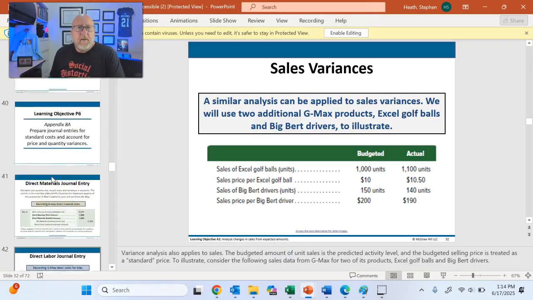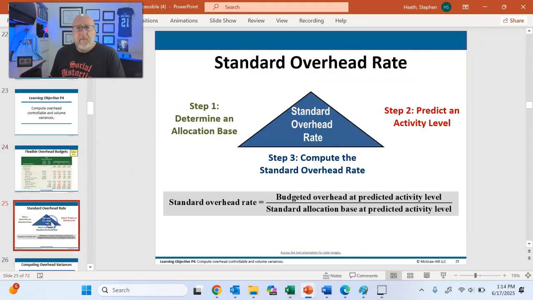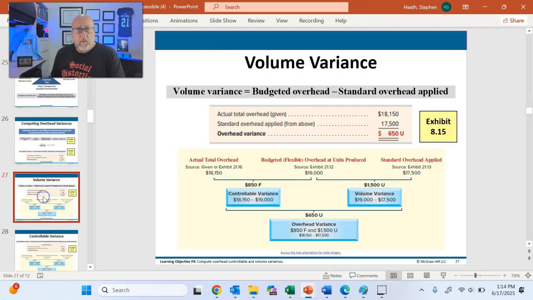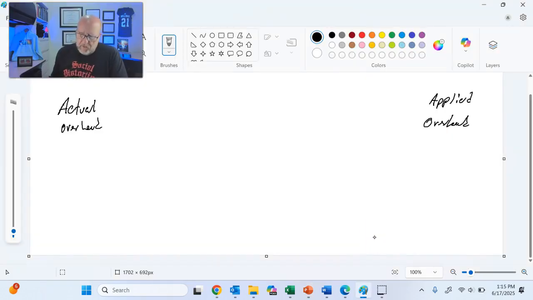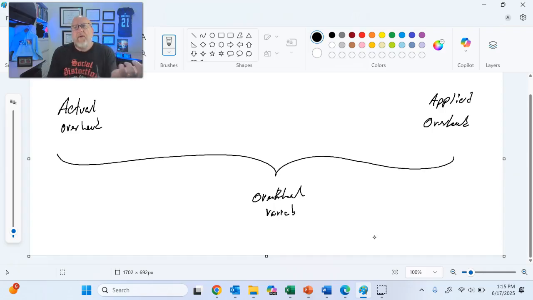Bear with me while I look for my PowerPoint slides. Bear with me. We're calling it the overhead variance. That makes more sense. We're calling this entire difference the overhead variance, and it's the difference between actual overhead and applied overhead.